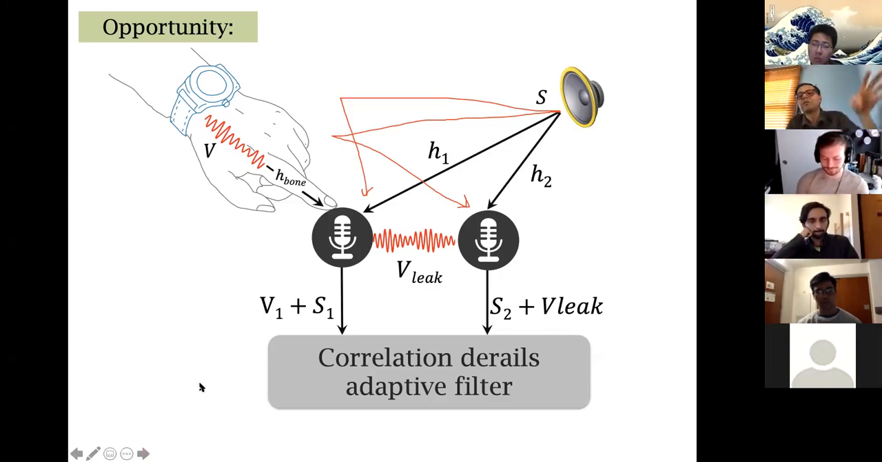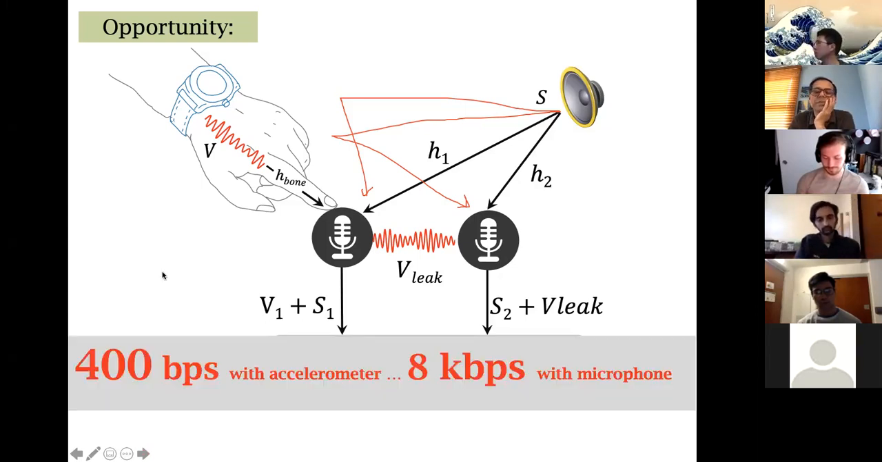And there's been a good amount of work in figuring out how to design modifications to the adaptive filter so that it does better even in the presence of correlation. But we won't go into that. The takeaway, or what could be achieved, is that it's possible to do 400 bits per second with accelerometers. But it's possible to get much better, 8 kbps, with microphones.